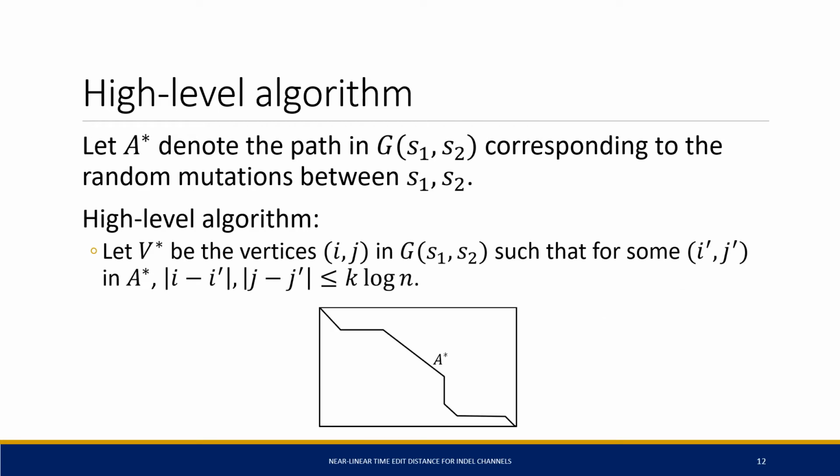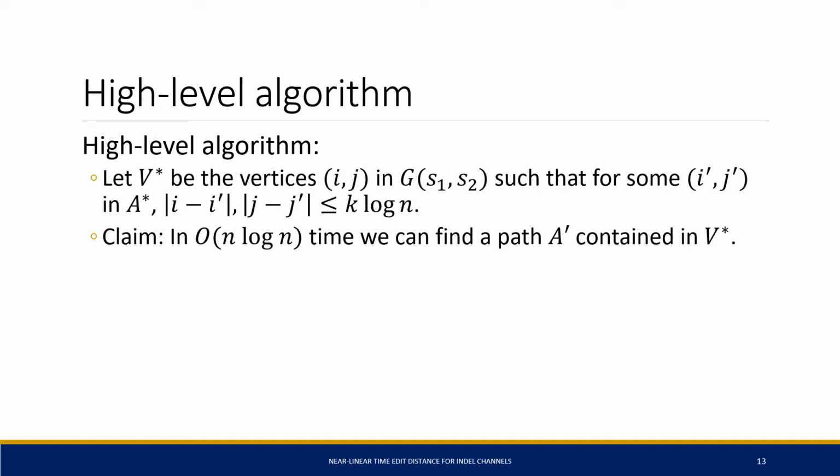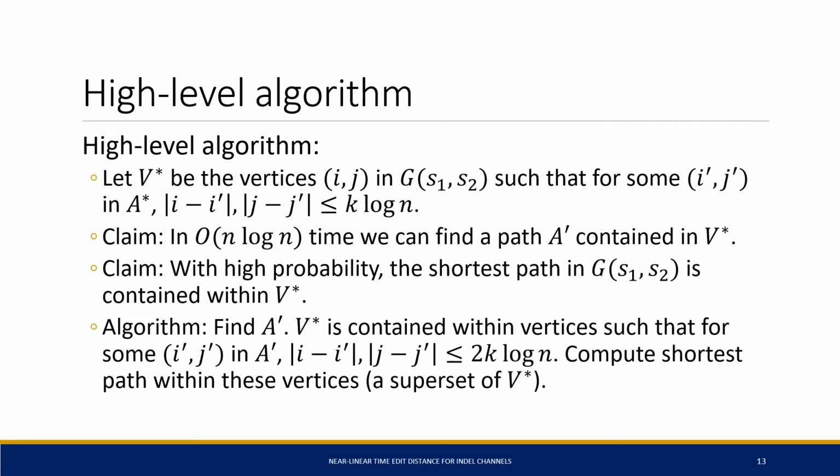Okay, so letting A star again denote the true alignment in the dependency graph, what we're going to do is let V star be the vertices in the dependency graph that are within distance k log n of A star. So for example, if this is my dependency graph and this is A star, then V star will just basically be the band of vertices within log n of A star. Okay, so then given this definition for V star, we claim that in near linear time, we can find a path A prime that is entirely contained within V star. And we also claim that with high probability, the shortest path in the dependency graph is going to be entirely contained within V star.